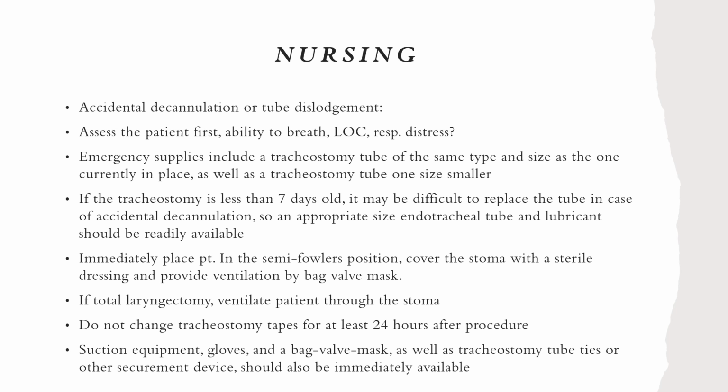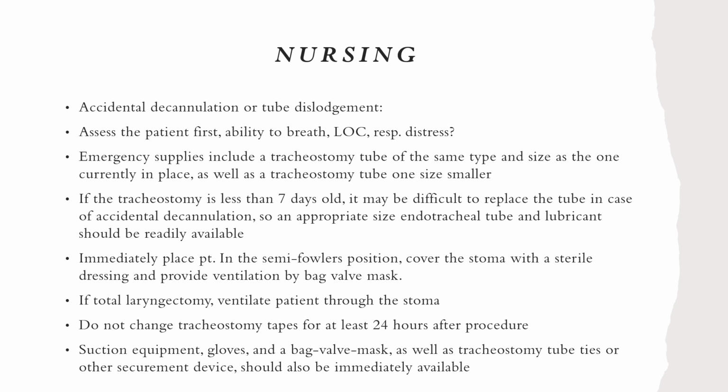If the tracheostomy is less than 7 days old, so if it's fairly new, it may be very difficult to get a new cannula in the trachea. It really may be difficult to replace the tube if there is accidental decannulation. So an appropriate size endotracheal tube, ET tube, should also be at the bedside, and lubricant should be ready as well. A lot of things to think about when a patient has a trach. So we should have a same size at the bedside, a size smaller, and an ET tube there just in case as well. If we can't get that trach back in place, we need some sort of airway, right?